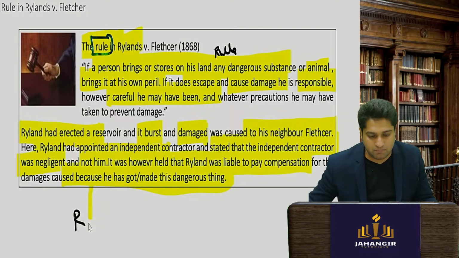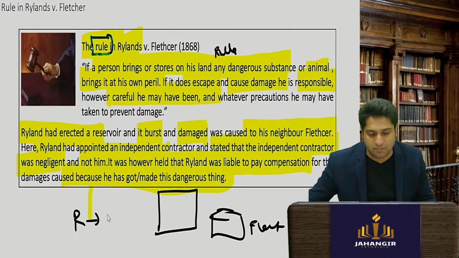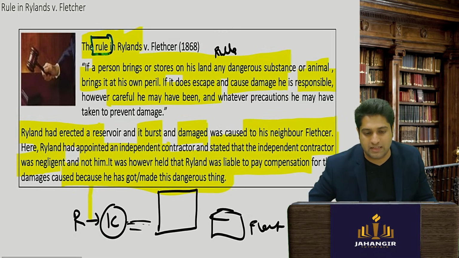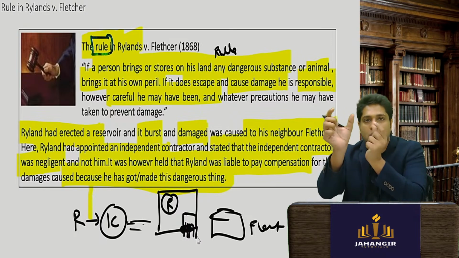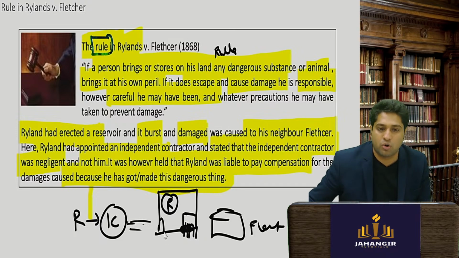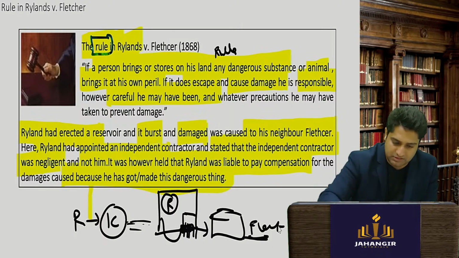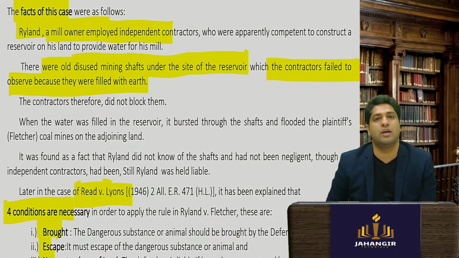In Rylands case, what happened? Rylands built a full reservoir near the house of Fletcher. Rylands appointed an independent contractor. Now when this independent contractor was making this reservoir, he did not fill up some place with dirt. He filled it up with wooden shafts, because of which water passed and it destroyed the entire property of Fletcher. So Fletcher was given compensation. Okay, facts of the case I told you.